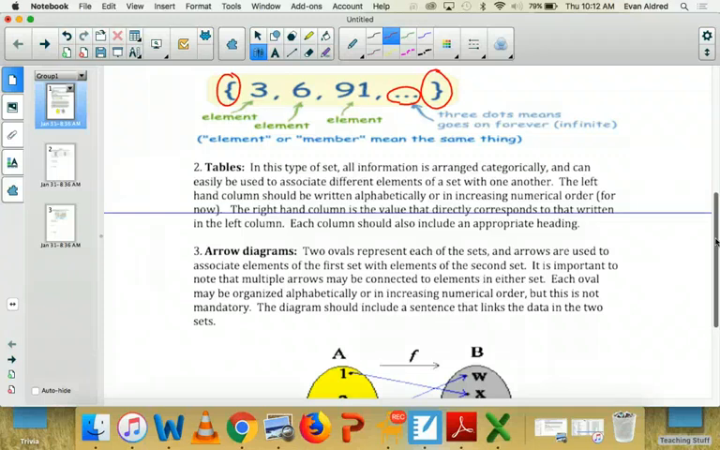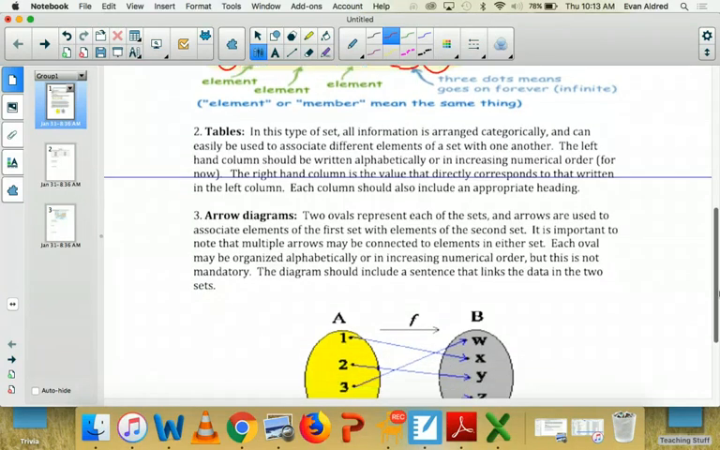But the right-hand column may not be in alphabetical order, or in increasing numerical order. It will be in any order, but it has to correspond to whatever value or word is in the left-hand column. It's also important to note that each column should have a heading, so that if anybody is looking at your table, they know more or less what you're trying to represent.